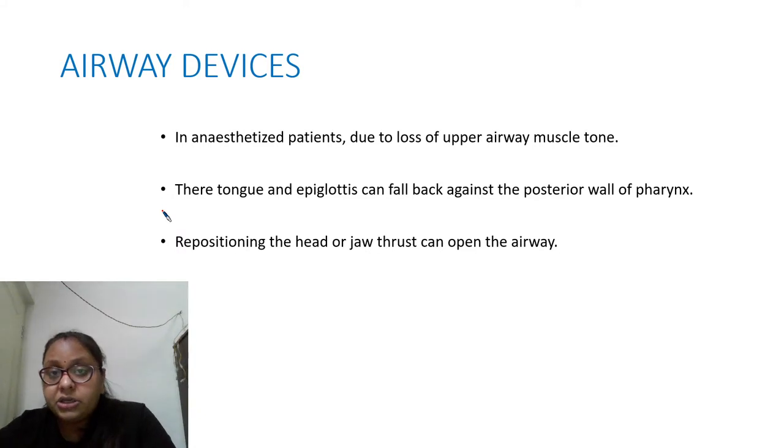C does not have corrugated tubing. D is the one that is Bain's modification. It is the opposite of A. And F is the Jackson-Rees circuit modification, which is used in the pediatric age group. Please remember all those circuits. Many questions, many image-based questions can be asked.